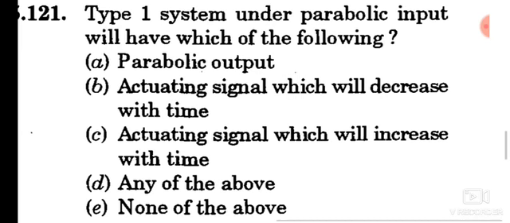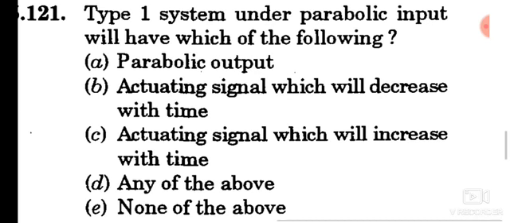Question number 121. A type 1 system under parabolic input will have which of the following? Option C, an actuating signal which will increase with time.